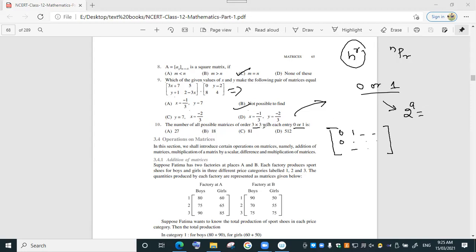The number of possible matrices of 3 by 3 order with entries 0 or 1 is equal to 2 raised to power 9. That is 512. So there are 512 ways of making matrices of order 3 by 3 where each entry is 0 or 1. Got it now? Yes, sir, I got it.